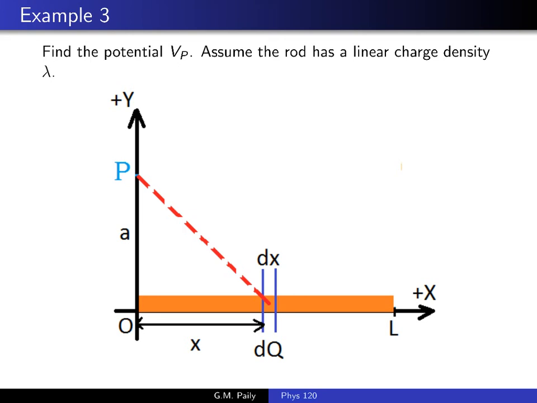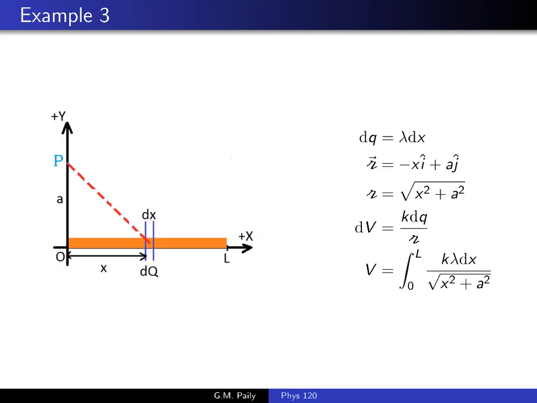Final example to close us out. We are looking for the potential created by this charged rod, which has a charge density lambda, and we are trying to find the potential at this point P. We first relate dq to lambda. We find the r vector and then take its magnitude. Then we simply plug all that into dV equals k dq over r and integrate.